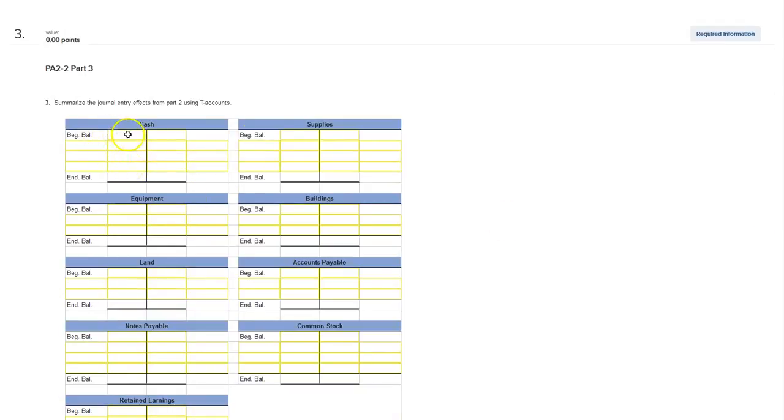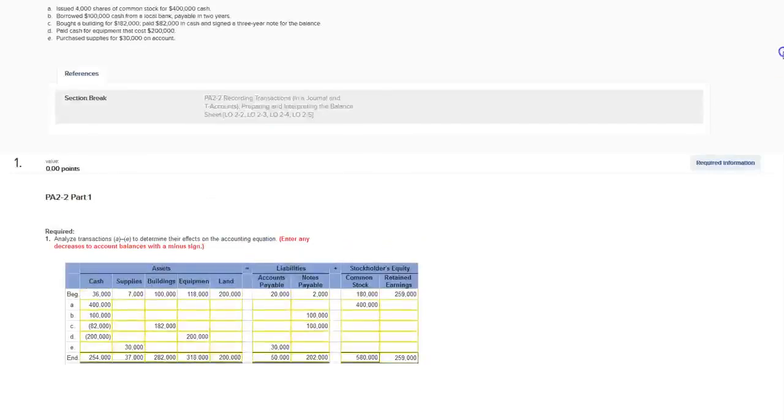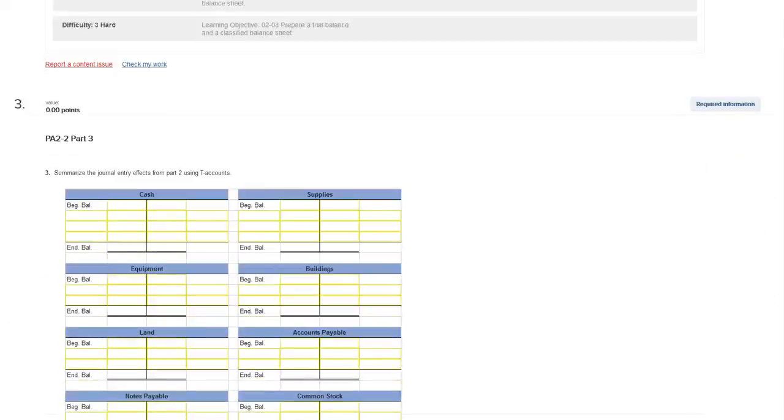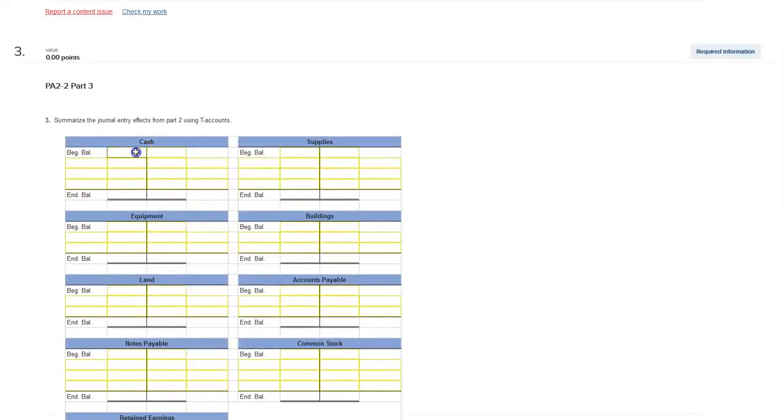We start by entering in the beginning balances, which we have left over from June. So these must now be entered. I'm going to do that quickly here for you. Cash as a beginning balance, $36,000. Supplies was $7,000. Equipment was $118,000. And buildings was $100,000.